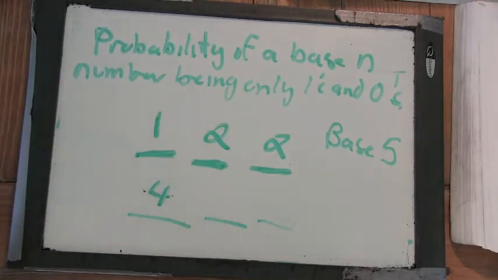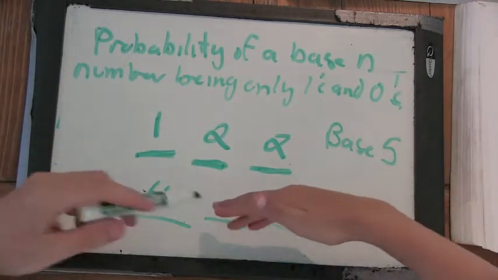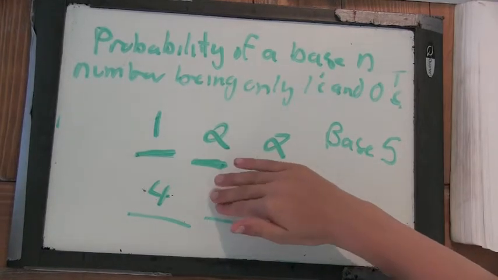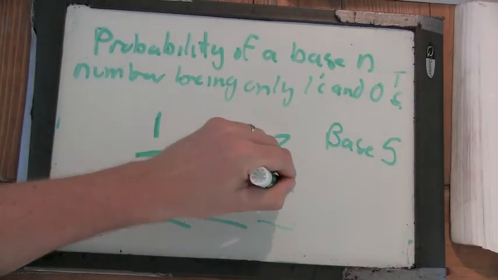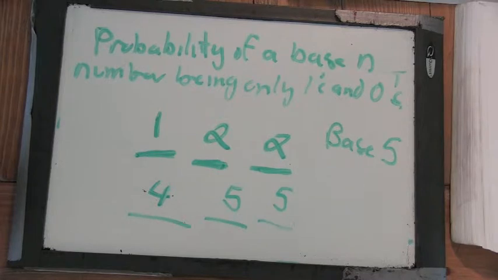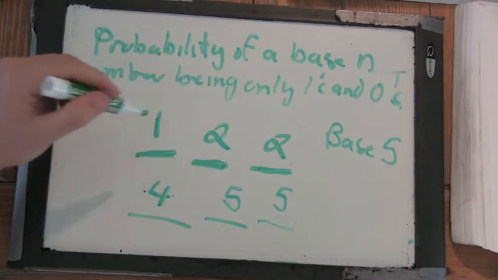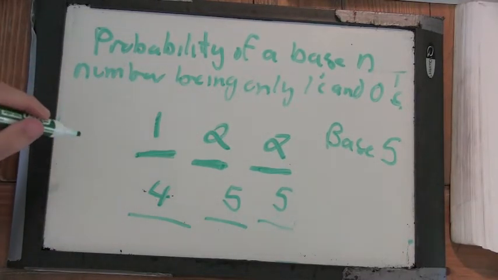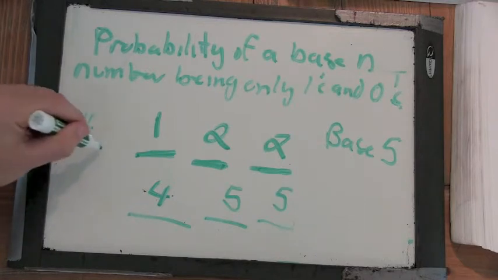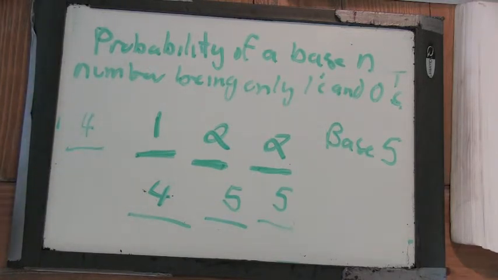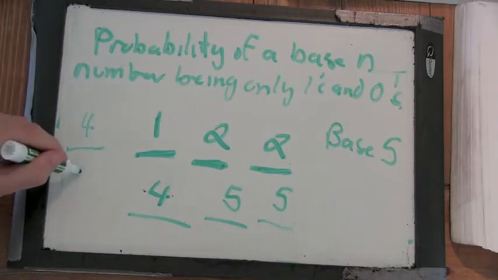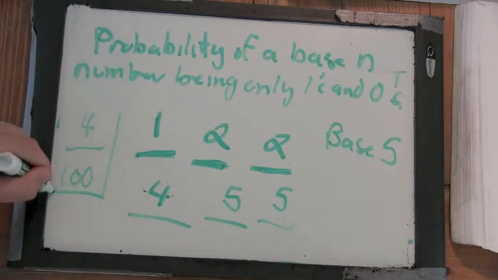What about a base 5 number in general? For a 3-digit base 5 number, the second digit could be 0, 1, 2, 3, or 4: 5 choices, and 5 for the last. So there are 4 total 3-digit base 5 numbers that are ones and zeros, out of how many? 4 times 25, out of 100, or 1 out of 25. Okay, so 1 out of 25.